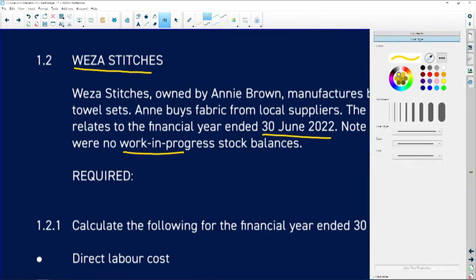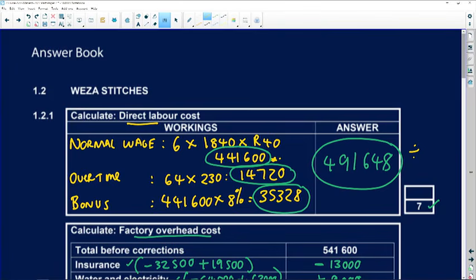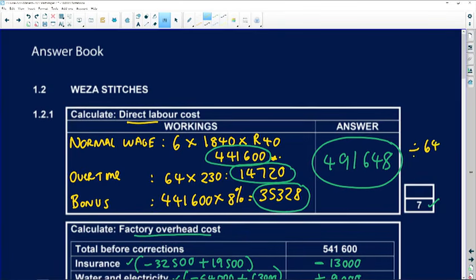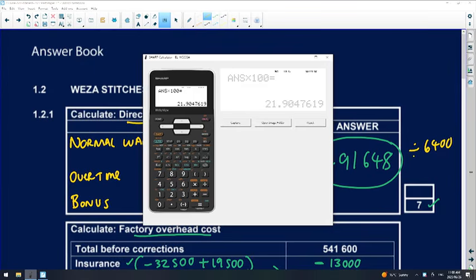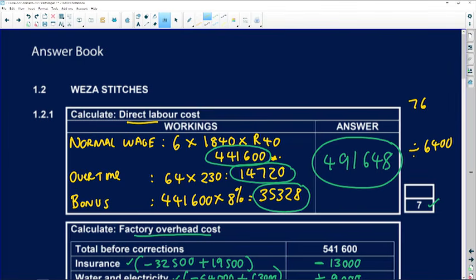Right, this amount divided by 6,400, and that's going to give us our direct labor cost per unit. So 491,648 total direct labor cost divided by number of units produced, 6,400. And that is giving us a cost of 76 Rand 82 cents. So 76 Rand 82 cents. Let's go back to our table.